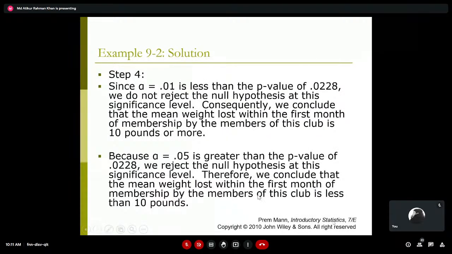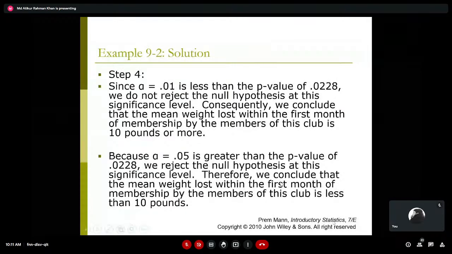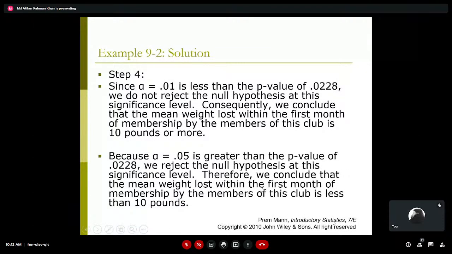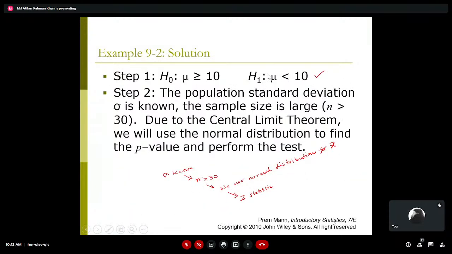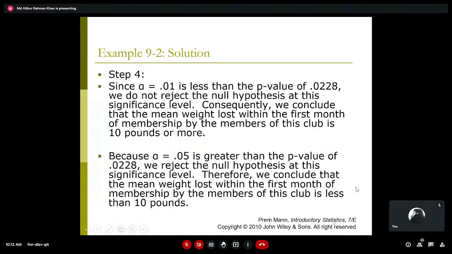Then when we reject the null hypothesis, we talk about the alternative. So therefore, we conclude that the mean weight loss within the first month of membership by the members of this class is less than 10 pounds. Because you have rejected null, you have only the alternative. So that part is essentially step 6.